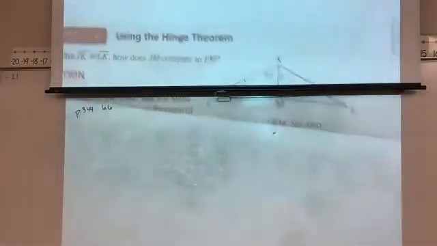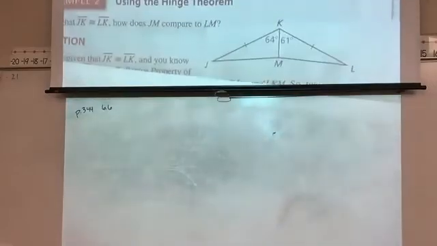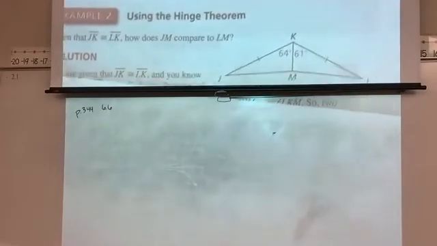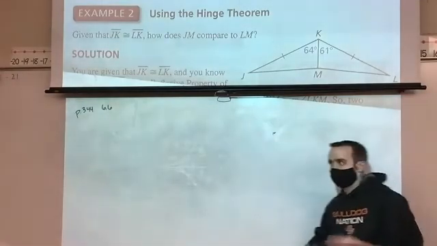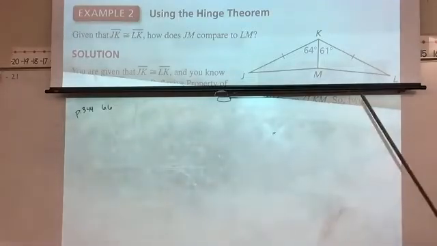So we're going to see some basic questions, something like this, where it's saying, how does JM compare to LM? So first we've got to make sure we have the setup. Two pairs of congruent sides. Do I have two pairs of congruent sides?